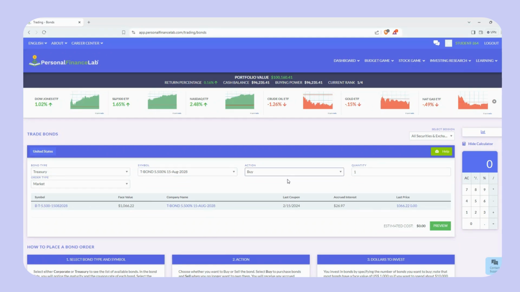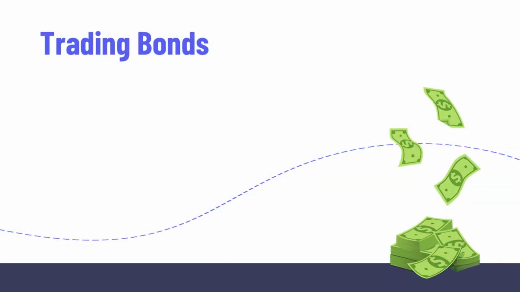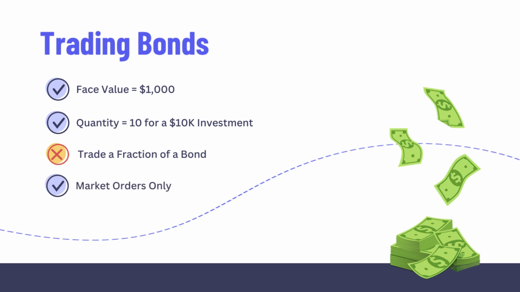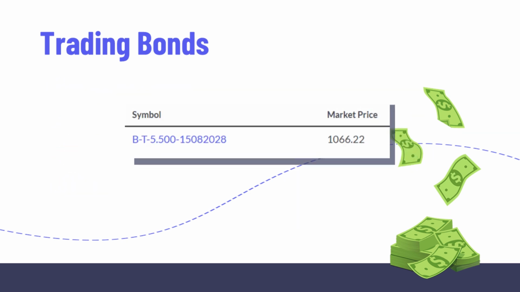You invest in bonds by specifying the number of bonds you want to buy. Most bonds have a face value of $1,000, so if you want to invest $10,000, you need to enter 10 in the quantity field. You cannot trade a fraction of a bond. When you buy or sell a bond, you can only place a market order, which means your trade will be executed at the current market price.